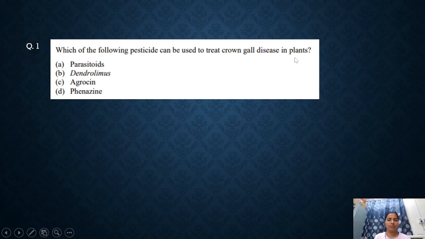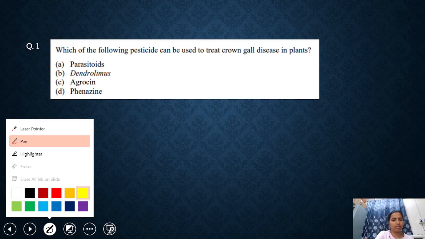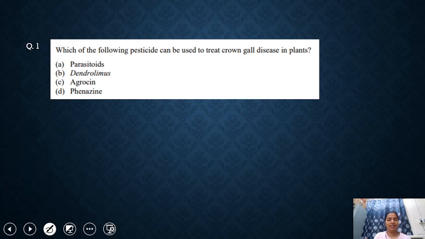First question is, which of the following pesticides can be used to treat crown gall disease in plants? In this question they are simply asking about the pesticide name that is used for crown gall disease. So what are the options? Options are: first, parasitoids; second, dendroidemus; third, agrocin; and fourth, phenazine.